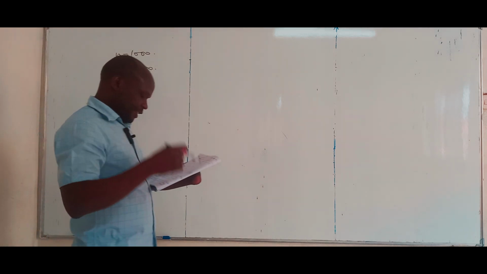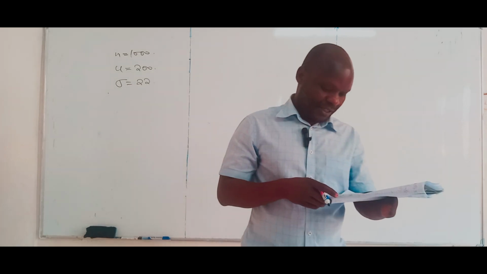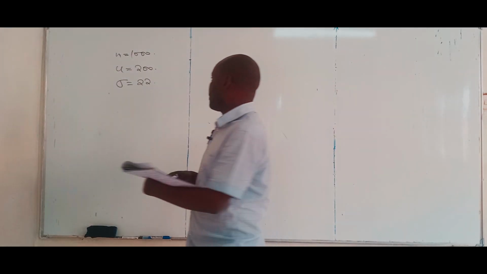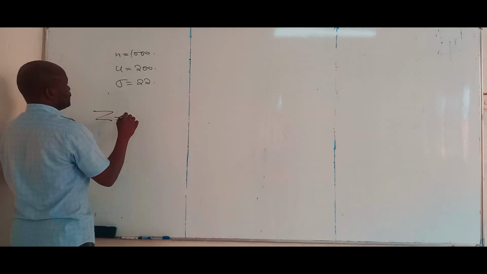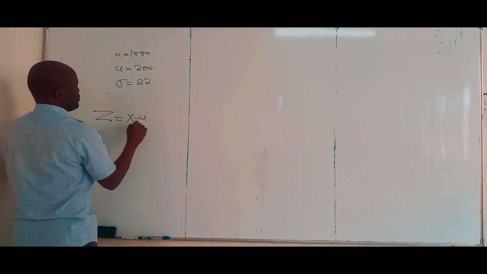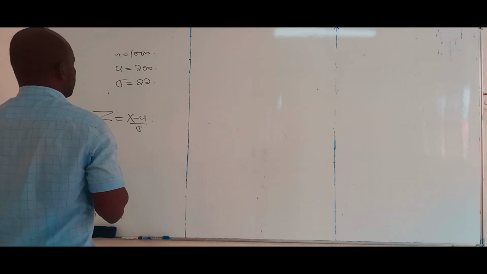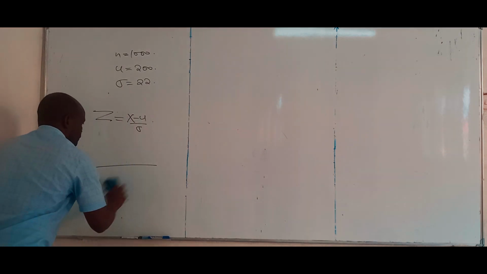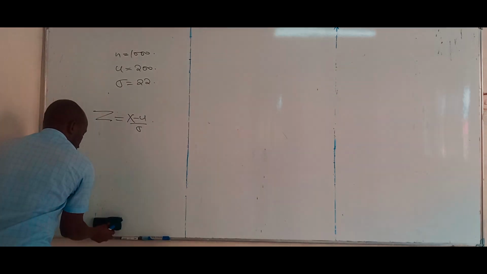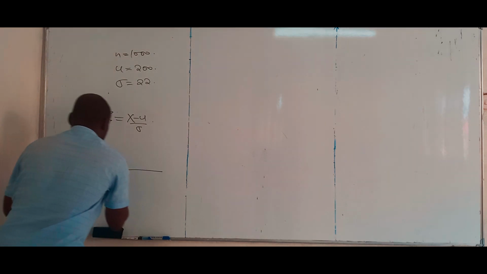Determine the number of items that have weights between 210 kilograms and 220 kilograms. So we remember straight away that Z is equal to X minus mu over sigma. And so we want the probability. If we draw it, we first need to see what it looks like. So this is what we have.